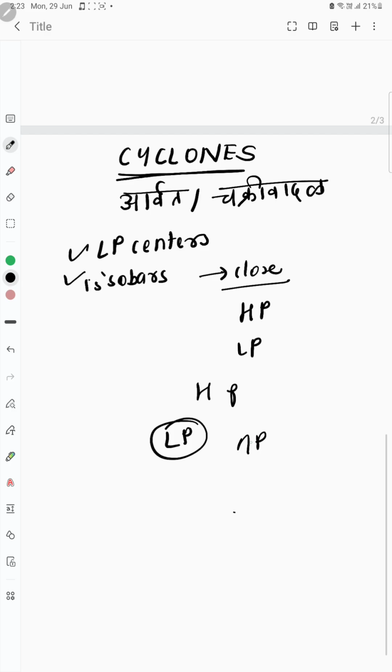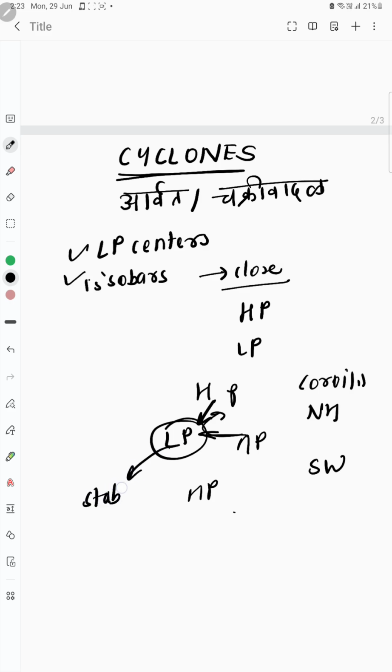is surrounded by high pressure. The air should move like this: from high pressure to low pressure. But due to the Coriolis force, it tilts towards the right hand side in the northern hemisphere and on the left hand side in the southern hemisphere. So that is why the center is stable. And this is known as Ferrel's law.